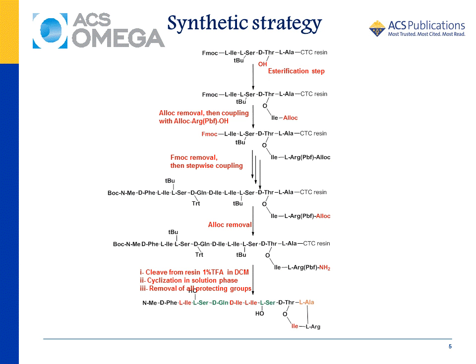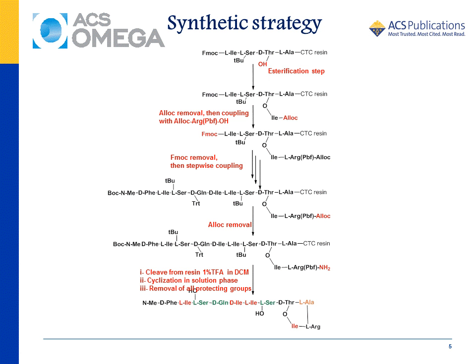In this slide, I'll discuss the synthetic strategy that I used to prepare those analogs. In the first step, after activation of CTC resin and loading the first amino acid, I used Fmoc strategy to couple the following amino acids until getting the tetramer peptide. Then, in the second step, the esterification step takes place between D-threonine and Alloc-isoleucine.